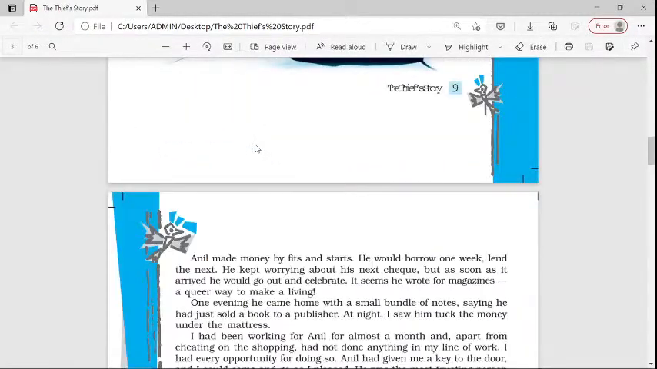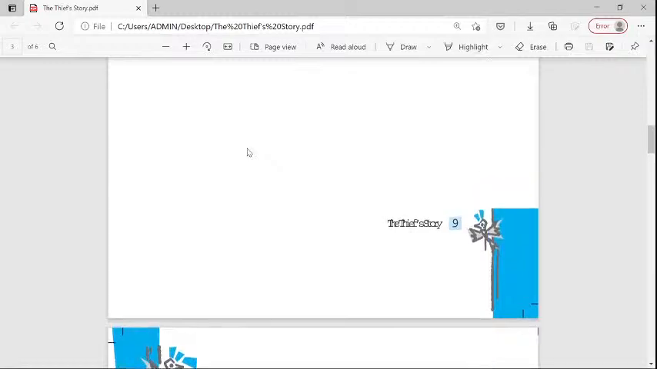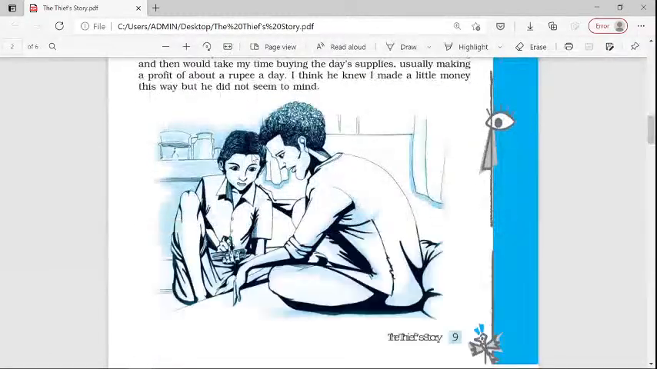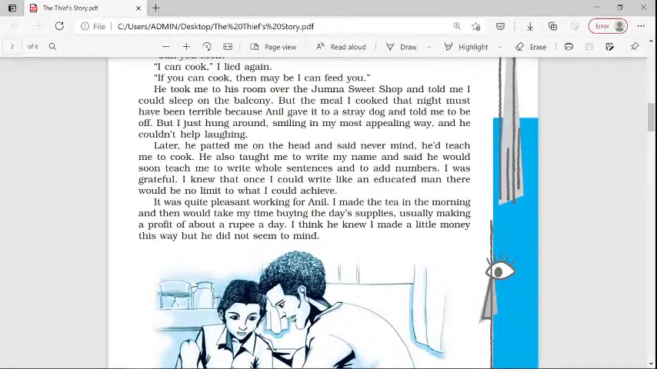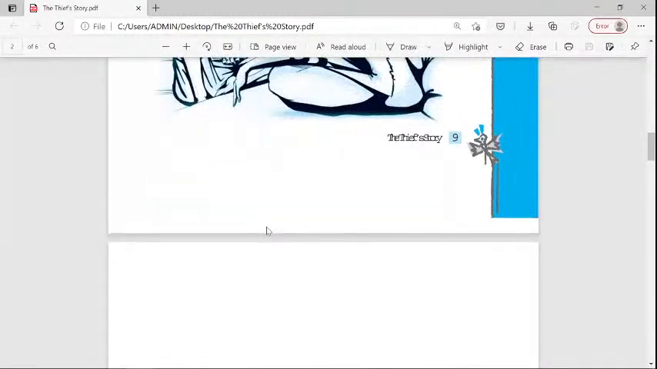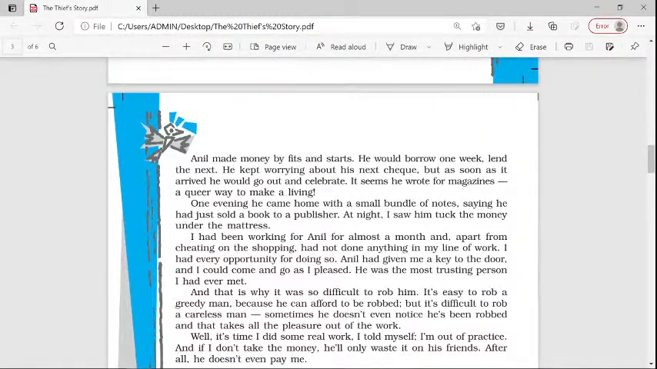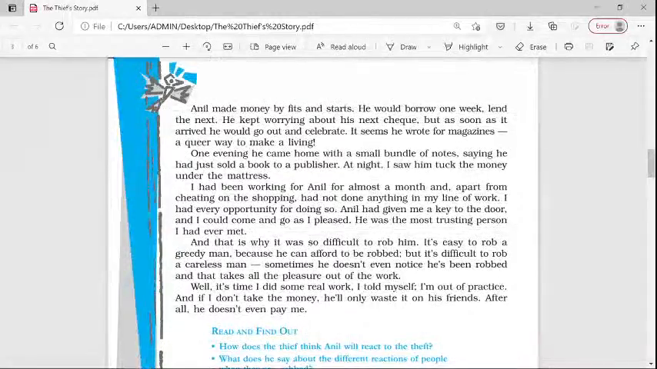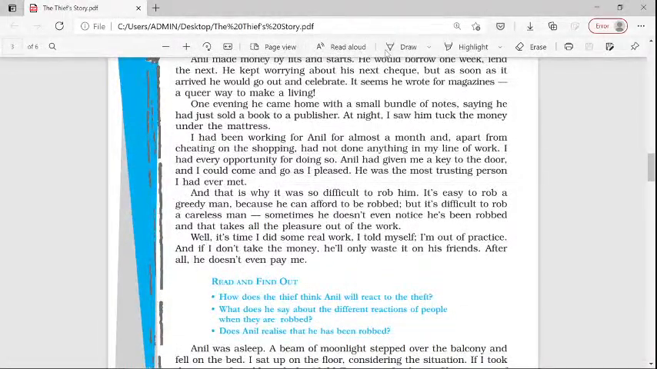So, dear students, we continued up to, I think, this page, right? Yes, up to this page. Okay, from here we will start today.